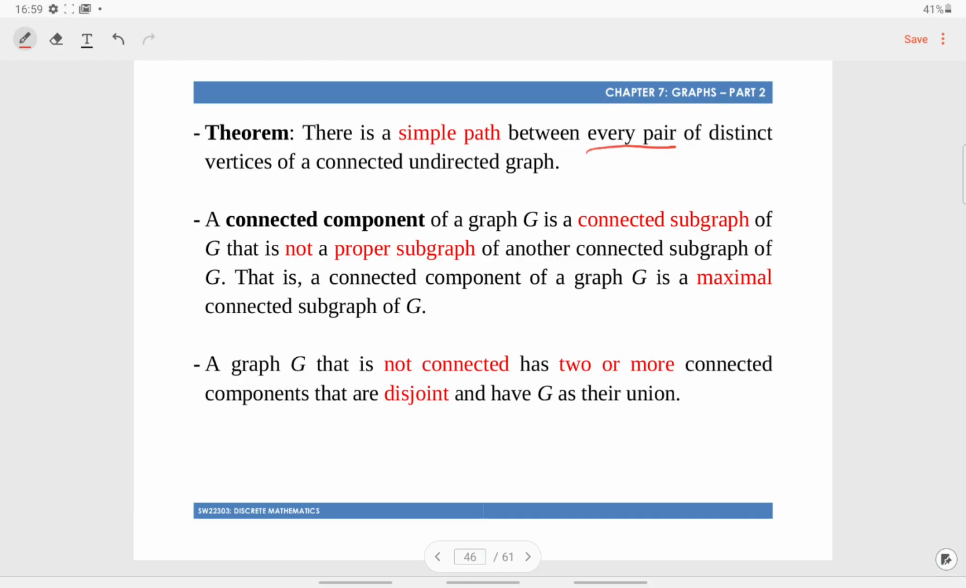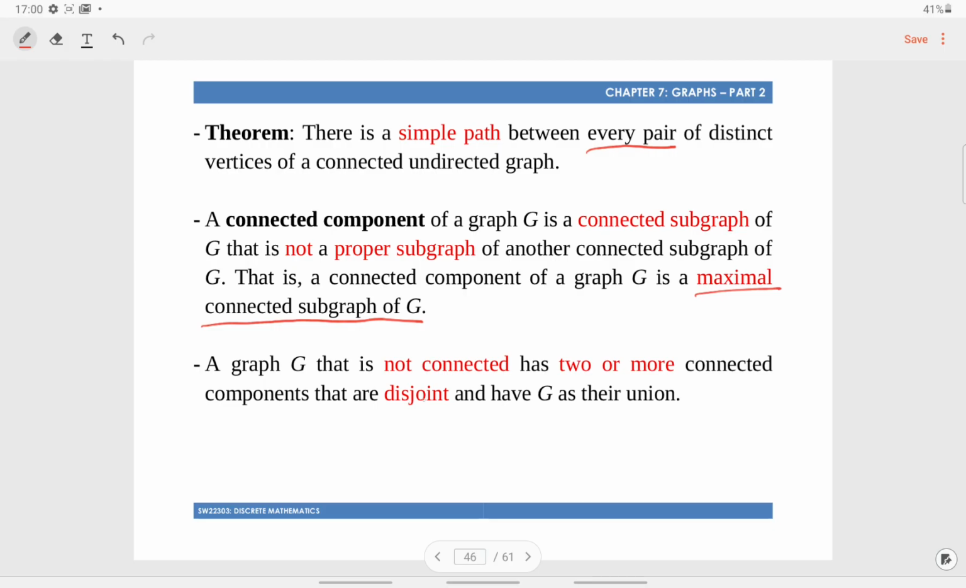A connected component of a graph G is a connected subgraph. G is the main graph. So a connected component is a connected subgraph of the graph G that is not a proper subgraph of another connected subgraph of G. That is, a connected component of a graph G is a maximal connected subgraph of G. I know it's quite complicated to understand, but don't worry, I will give you an example.